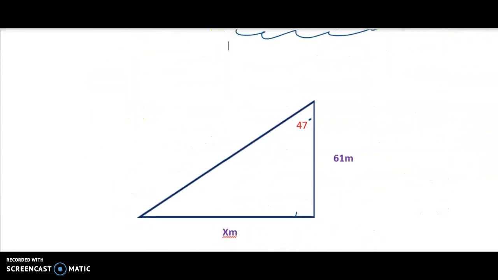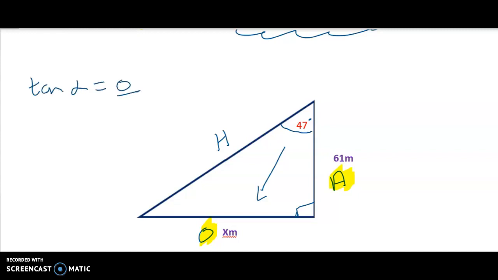Right, example number 2, our angle's up here at 47. Doesn't matter where your angle is, name the sides of your triangle. So hypotenuse, opposite, because it's opposite the angle we're using, and that leaves us the adjacent. So again, we are now using the opposite and the adjacent, so it must be the tan ratio. So tan of alpha is equal to opposite over adjacent. Tan of 47 degrees is equal to x over 61.